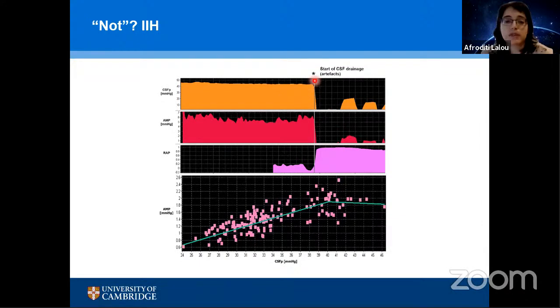Sometimes, of course, these children can't be infused, but when we started draining CSF, we can see that, if anything, they started looking more healthy and more normal in terms of CSF dynamics, because initially their RAP was negative, and then they started going back to a positive RAP.